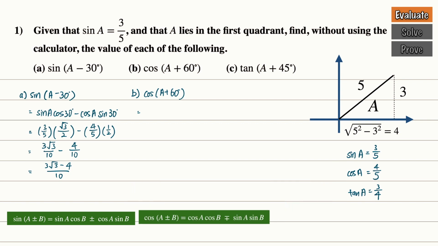Let's try to expand part B, which is cosine A cosine 60 degrees. You see a plus here. So now we are going to write minus sine A sine 60 degrees.